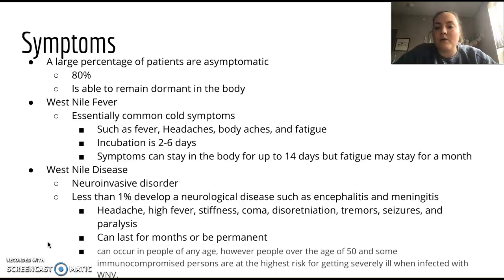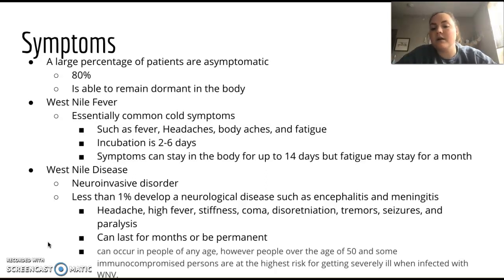Then about 1% to about 5% end up getting the West Nile disease, which is a neuroinvasive disorder, and then less than 1% develop this neurological disorder, which can showcase as encephalitis or meningitis. The symptoms associated with West Nile disease are headache, high fever, stiffness, coma, disorientation, tremors, seizures, and paralysis. And then these can last for months or be permanent.